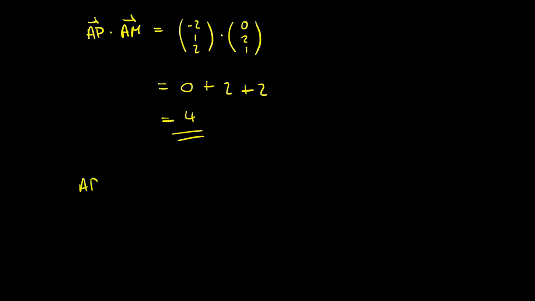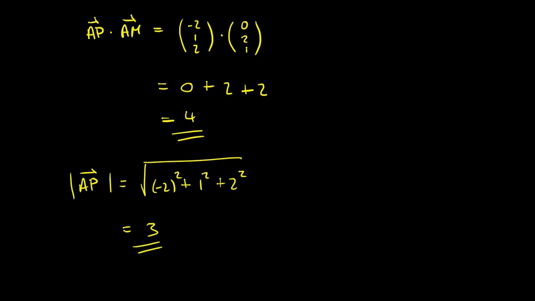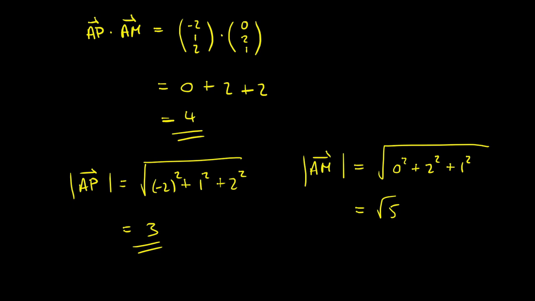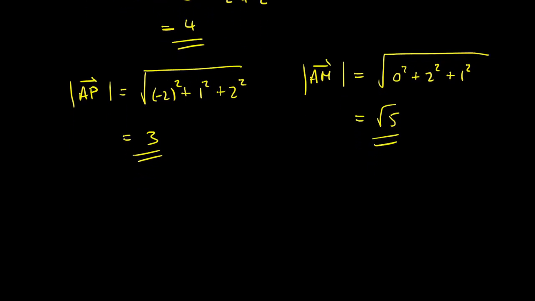So the magnitude of AP is going to be equal to the square root of negative 2 squared plus 1 squared plus 2 squared. And so that's going to be equal to 4 plus 1, which is 5, plus 4 again, which is 9. And the square root of 9 is 3. So that's that. And we can do the same thing for the magnitude of AM. If I do that, I'm going to get the square root of 0 squared plus 2 squared plus 1 squared. So 2 squared is 4 plus 1 is 5, so that's the square root of 5. And now all I've got to do is substitute them into the formula.